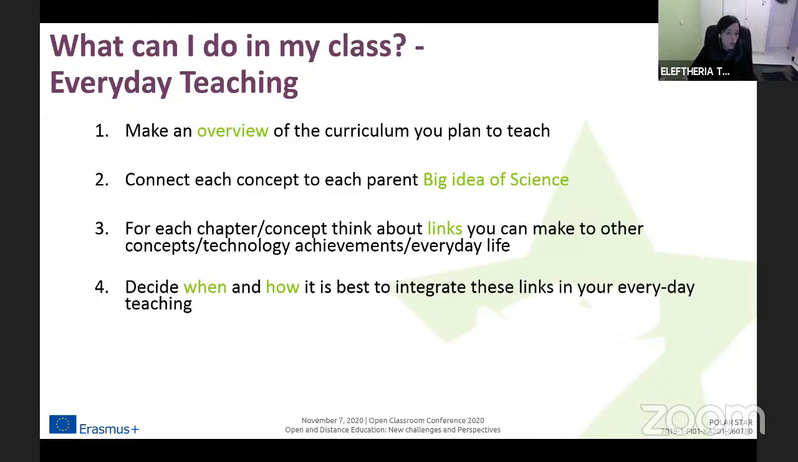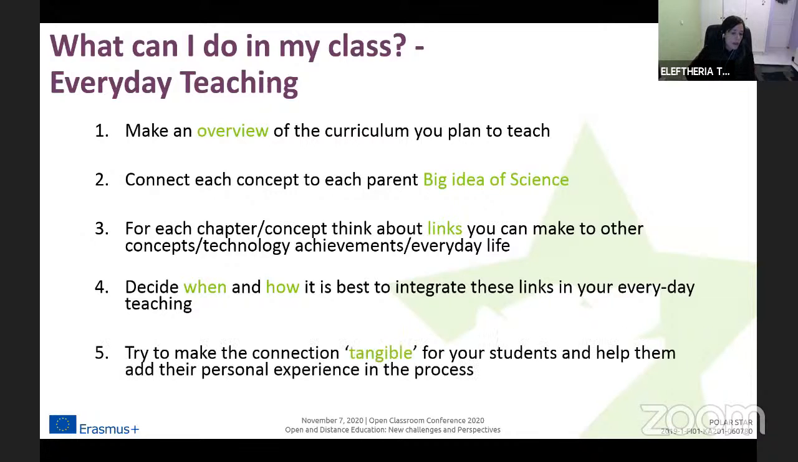You don't have to do everything at once and put every single link in at once. So take your time with it and try to make the connections and the process as tangible and personal as possible for your students. Try to keep the personal element in the process all the way.